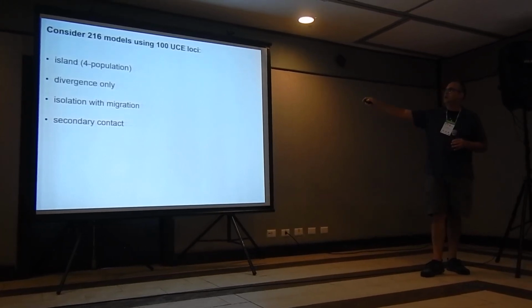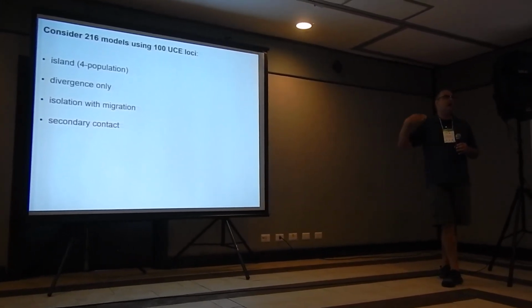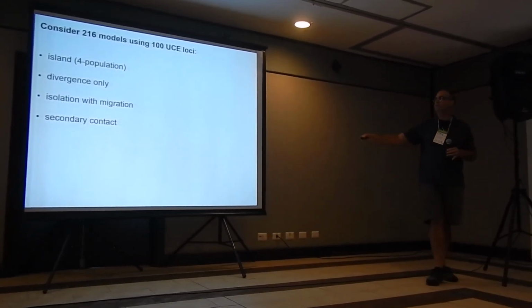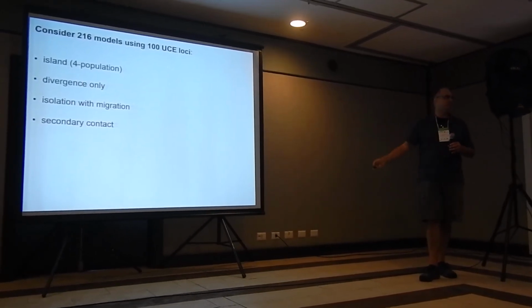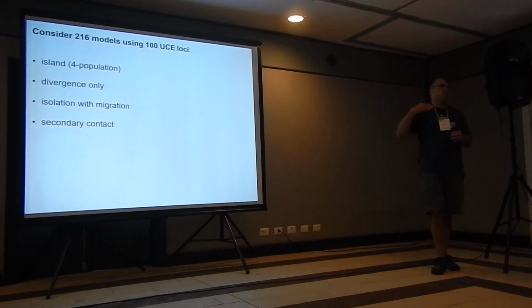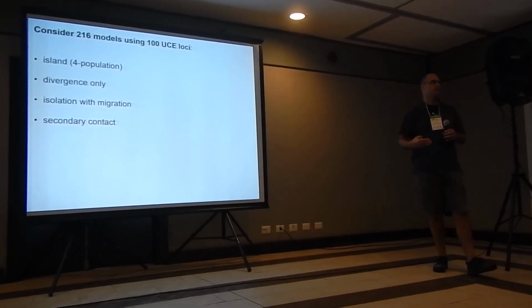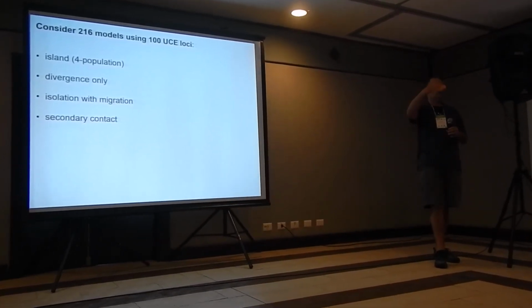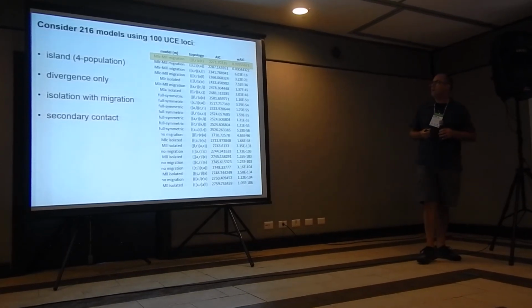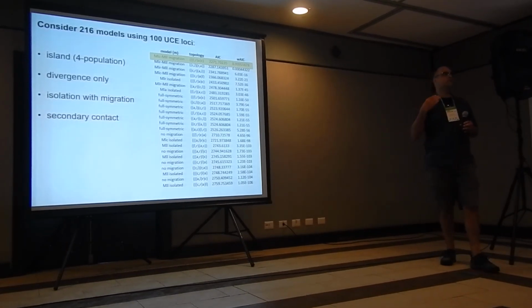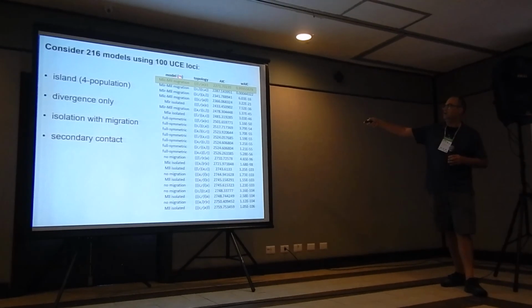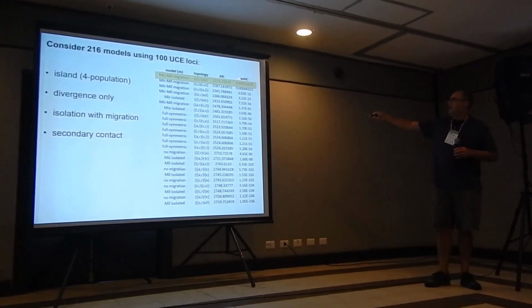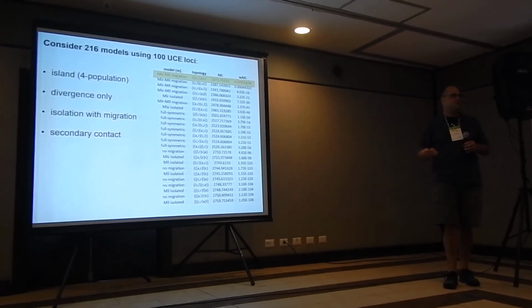Okay, so the 216 models are a lot of different demographic models that include 4 types. So there's island, divergence only, isolation with migration, secondary contact. And when we calculate the approximate likelihood of all these models and then use information theory to sort them and rank them, what we find is that one model actually has almost all of the weighted model probability. So this model here, and I'll explain what this is in a minute, has over 99% of the total support.